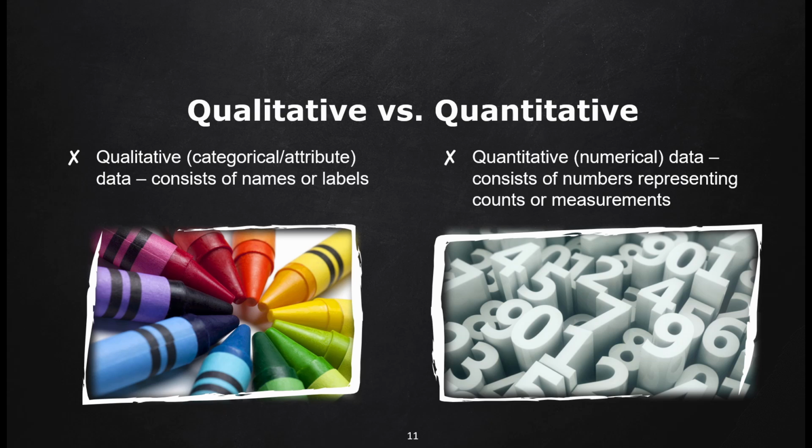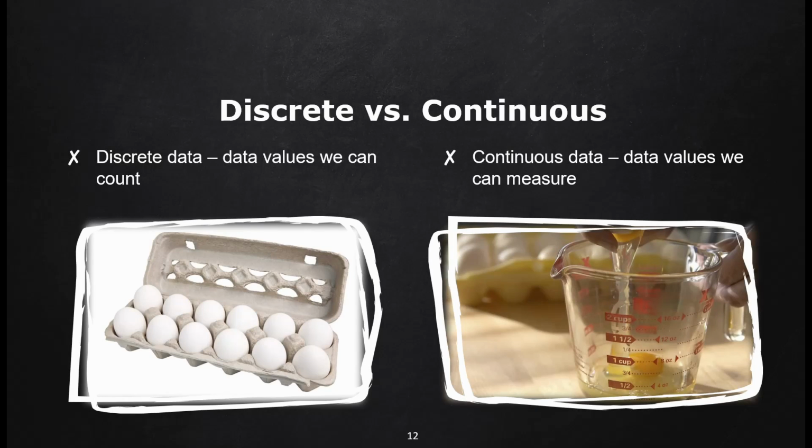Now, what's really cool about quantitative data is that it can even be further broken down into discrete or continuous. Discrete data consists of values that we can count: 1, 2, 3, 4, so on and so forth. Whereas continuous data is data values that we can measure. And I got a couple of interesting pictures here about eggs. So you may be wondering, what's up with the eggs? What do they have to do with statistics?